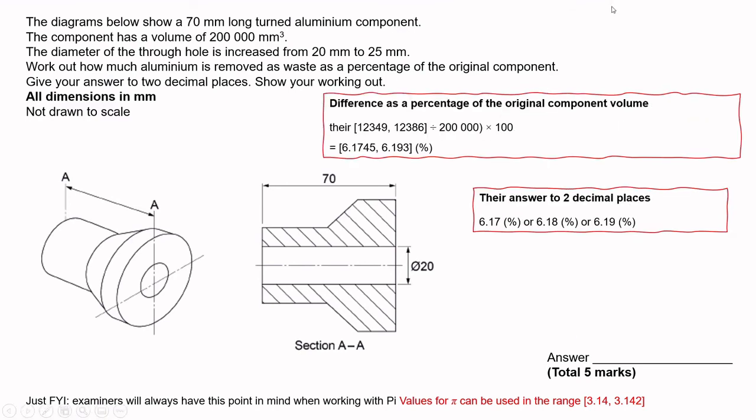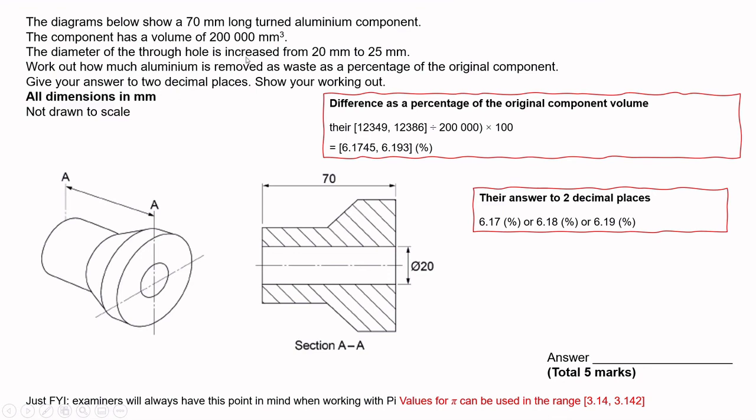So the difference as a percentage of the original component. So take your difference. You've figured out the volume of your big hole, volume of the little hole, subtracted it. You need to figure out the percentage of that. So take that and divide it by the original volume, which is 200,000 millimeters cubed. And then times that by 100 to turn it into a percentage, which gives you 6.1745 or 6.193.